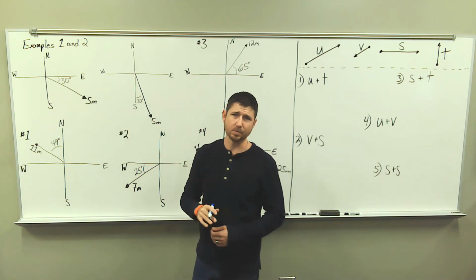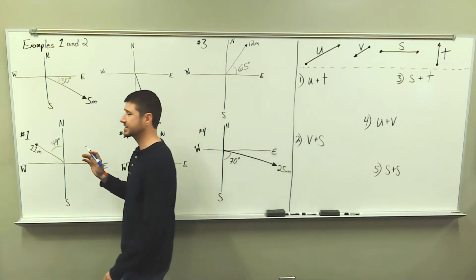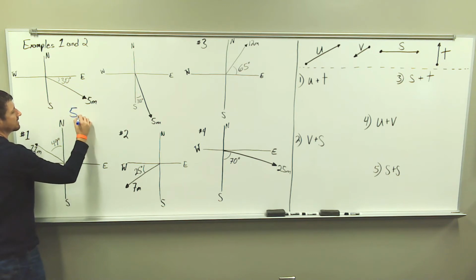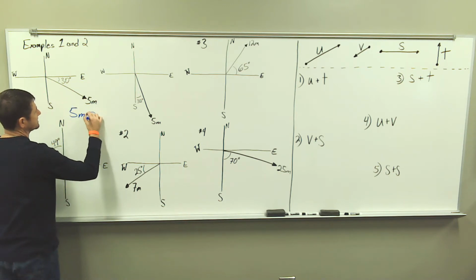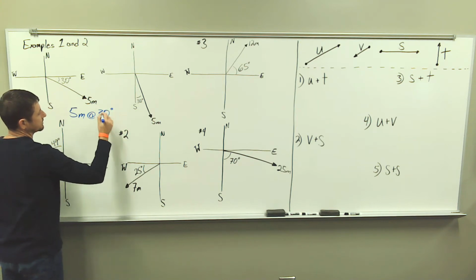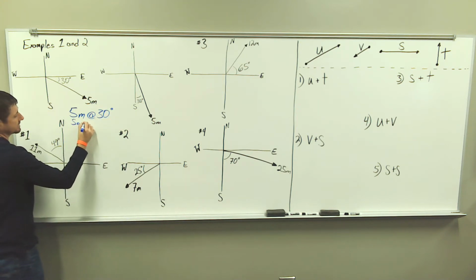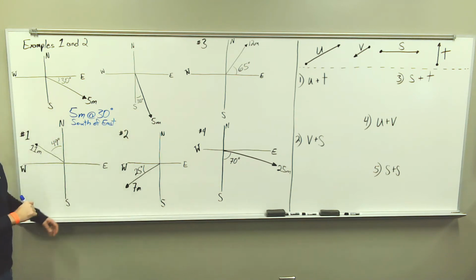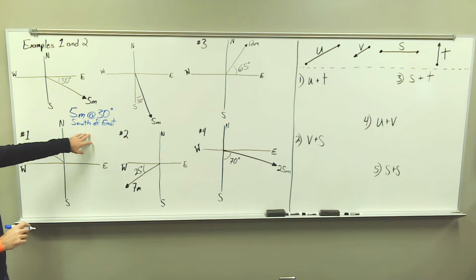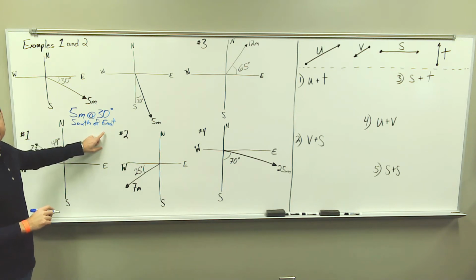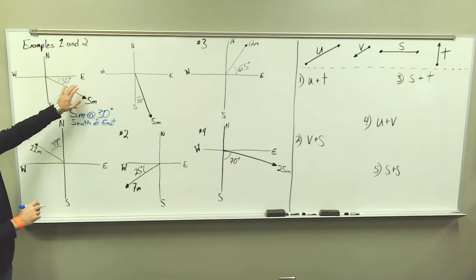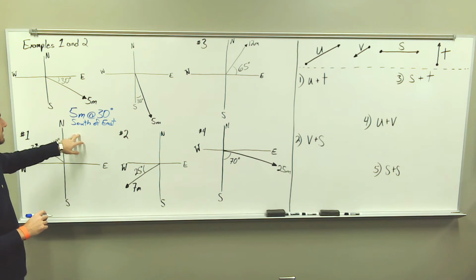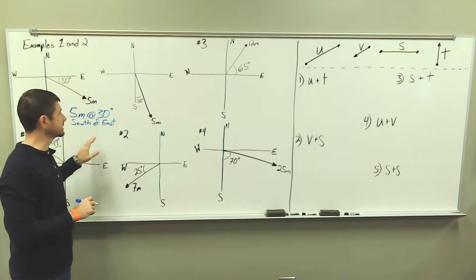So since we're always going to reference the x-axis, we can describe this vector as 5 meters at 30 degrees south of east. Whenever we describe our vector, since we're always referencing the x-axis, we're going to say east or west last. We're going to say north or south first. Okay, so let's do a few examples here.